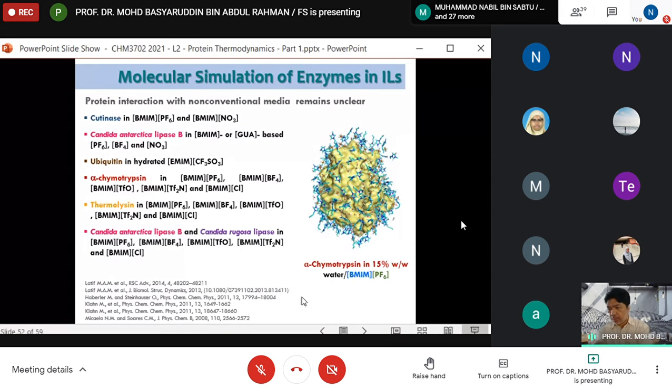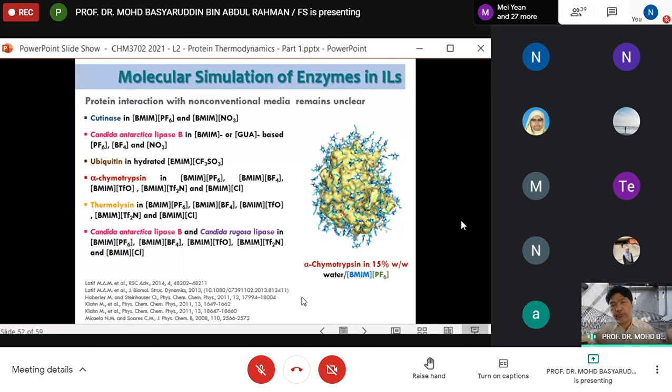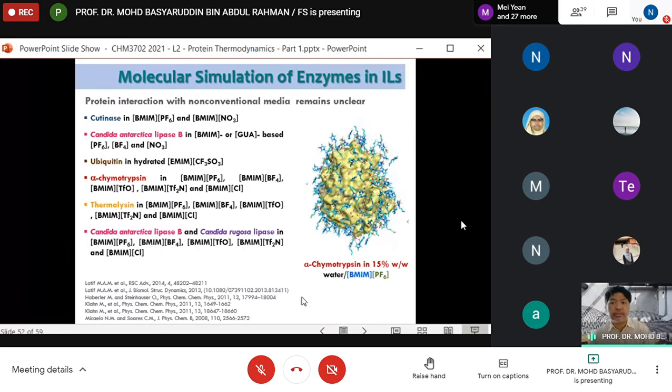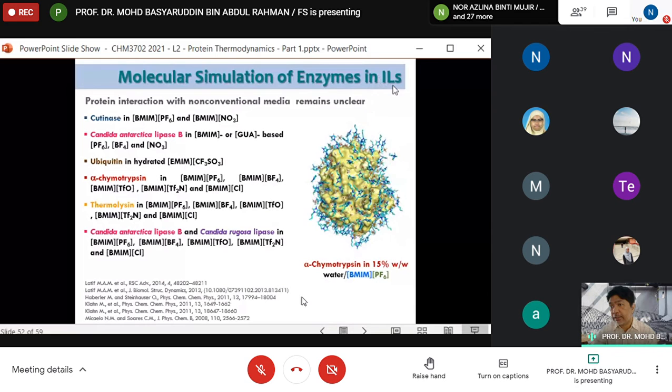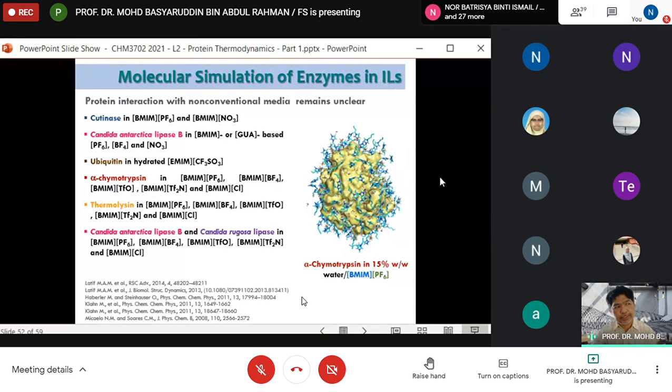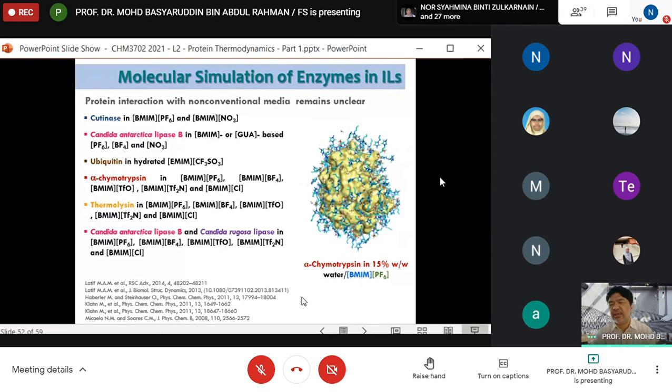Now, before we end, I'd just like to show how all of this information we use in our research. Okay, this is the example. What we call a simulation of enzyme in ionic liquids. I think I did mention to you before that ionic liquid is what you call the molten salt, yeah, an anion and cation.